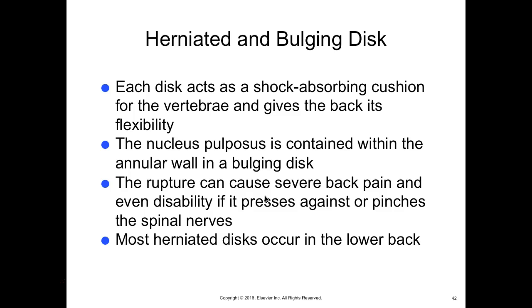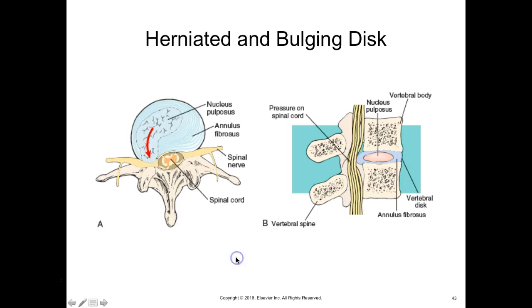Most herniated discs occur in the lower back, in the lumbar spine, because that's where, when we're lifting, they're usually from lifting or stretching types of injuries. Here you can see the disc is bulging out and it's compressing the spinal nerve. Here is a lateral view, and then here we have posterior.